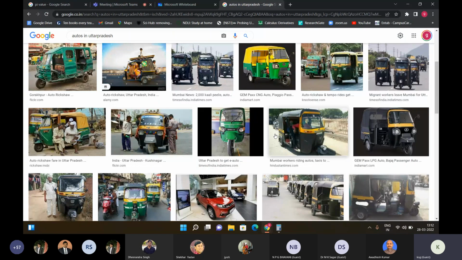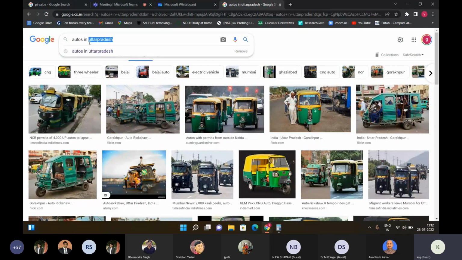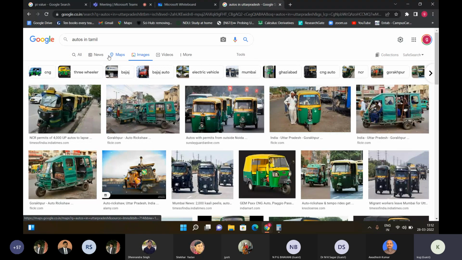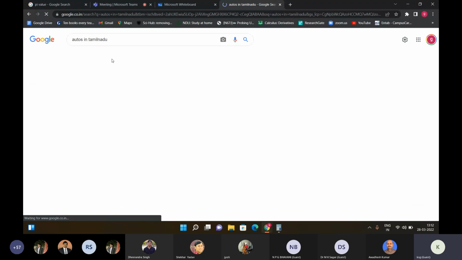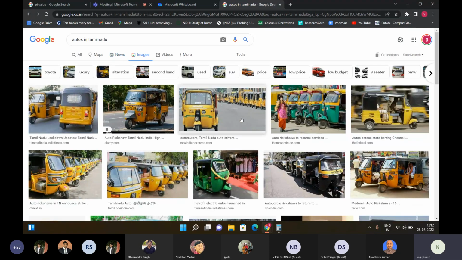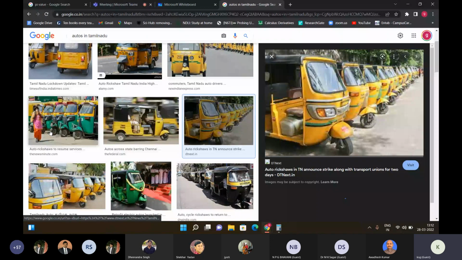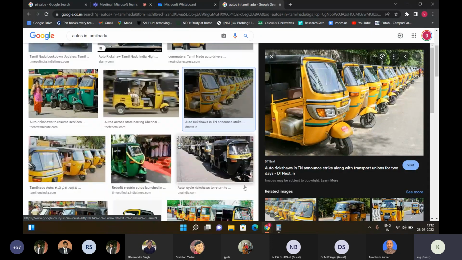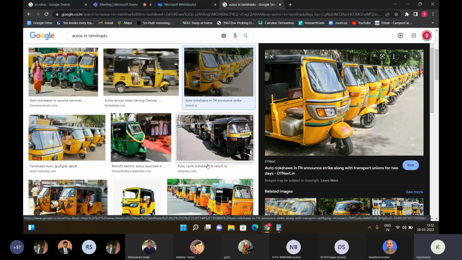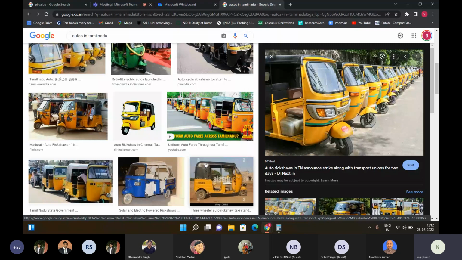But you look at autos in Tamil Nadu, most of the autos are in total yellow color. All the autos in Tamil Nadu are pure yellow. When you go to the neighboring state Kerala, they have a black and yellow color. When you go to Bengaluru, they have a green and yellow color. So many things.